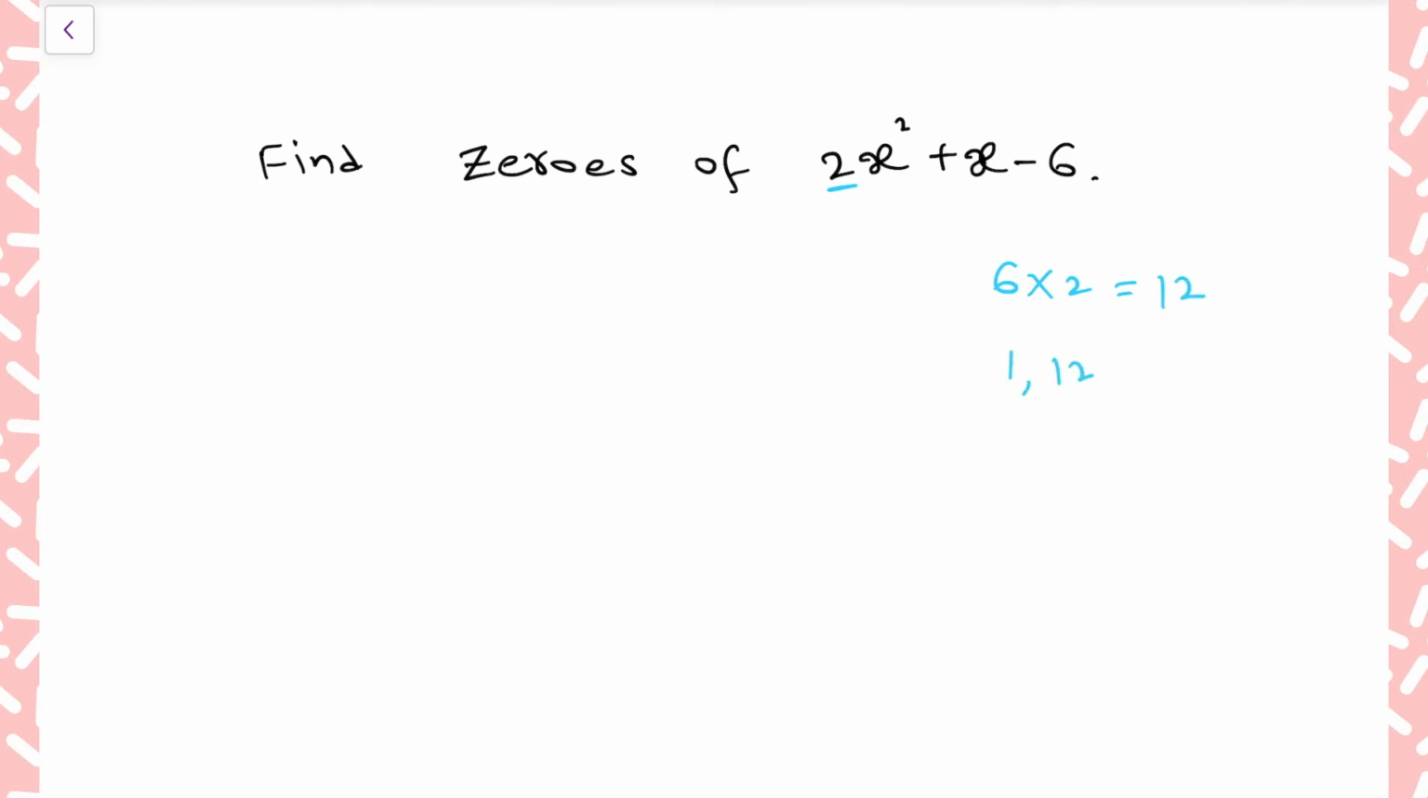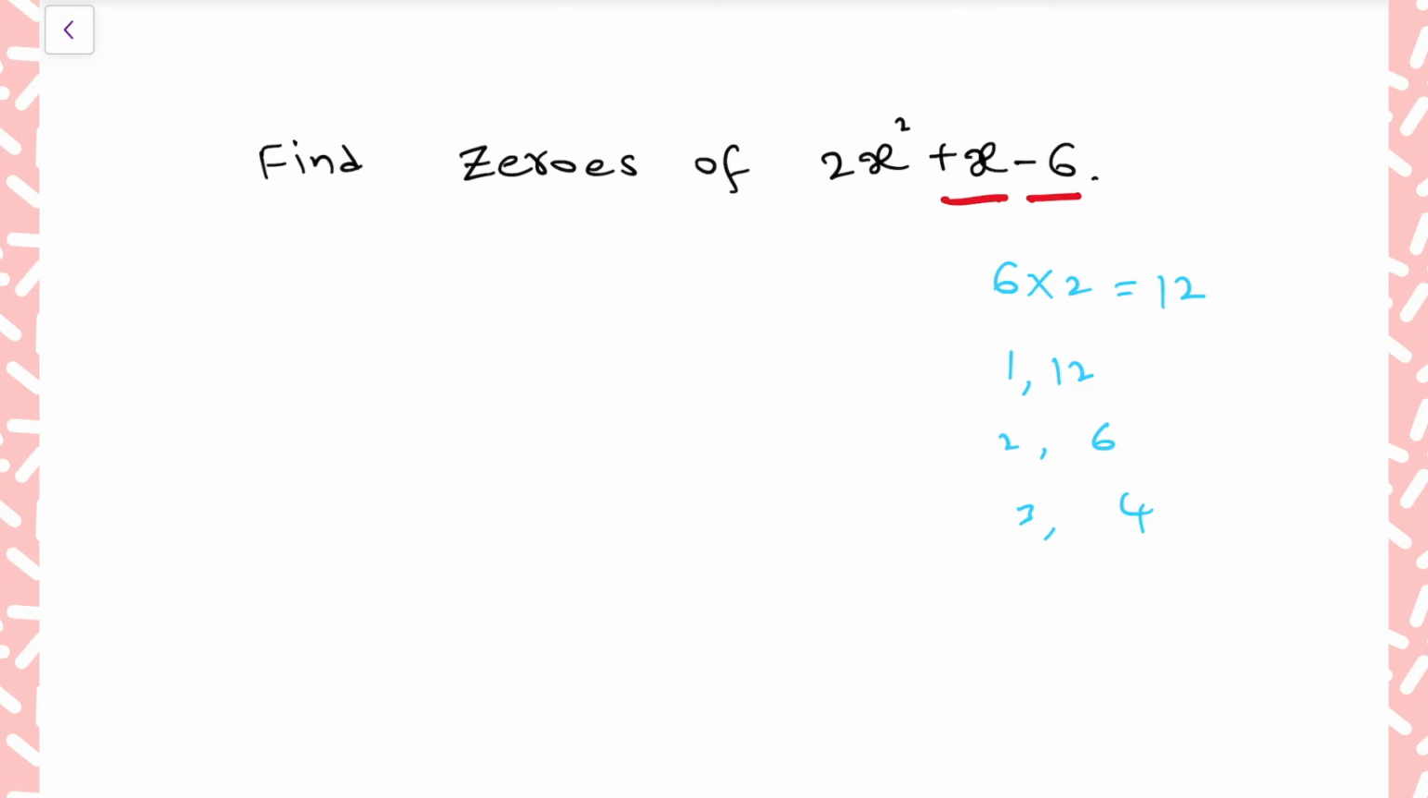1 12s are, 2 6s are, and 3 4s are. 4 3s are, 6 2s are, 12 1s are. So only these three pairs are possible in this. Now checking for the symbol. Here the last term is negative and the middle term is positive. If the last term is negative and the middle term is positive, in every pair bigger number should be positive and the smaller number should be negative.